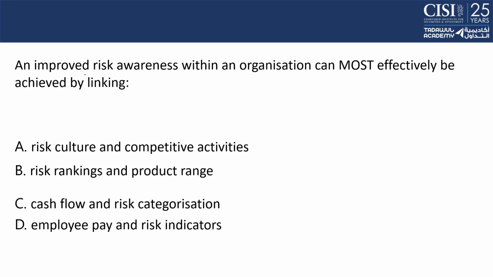So, improved risk awareness within an organization can be most effectively achieved. How can you achieve a high level of risk awareness, a high level of risk ownership, a high level of responsibility of preventing risk? How can you get employees to be better risk aware and better risk managers themselves? How can you get them to care? Just like the programmer a few pages ago who didn't care about the problems in his program, that programmer is not aware because he knows that nobody's going to supervise his code. How can you get employees to be more risk aware? By linking their pay to risk indicators.